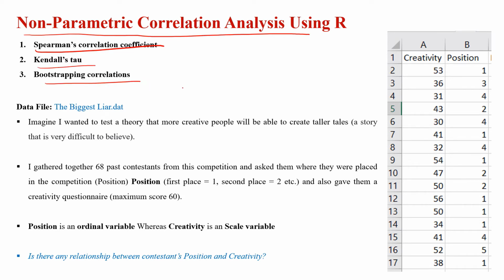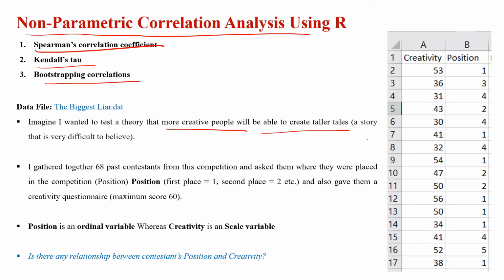So for that, I'm going to use a data set, the world's biggest liar data, which has two columns right now. One is the creativity, another is the position. What this data says is that I want to test the theory that more creative people will be able to create false stories.